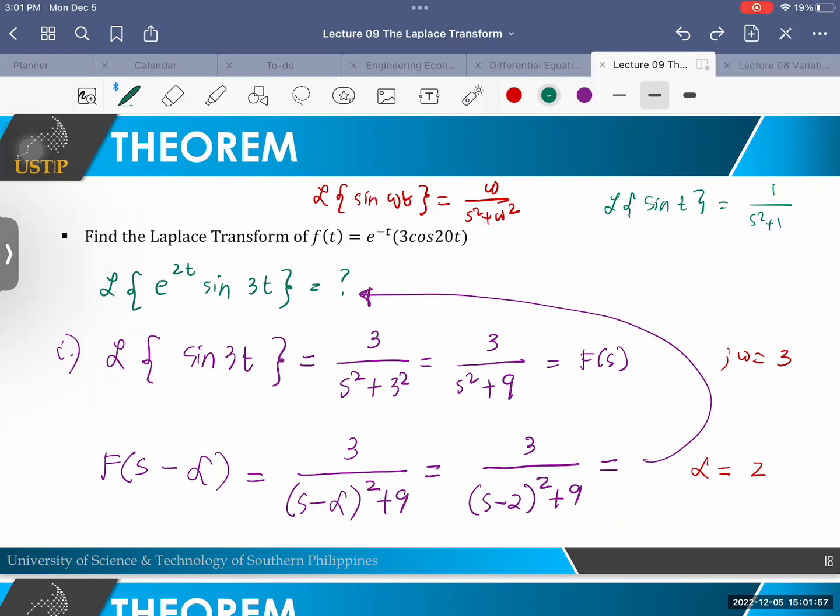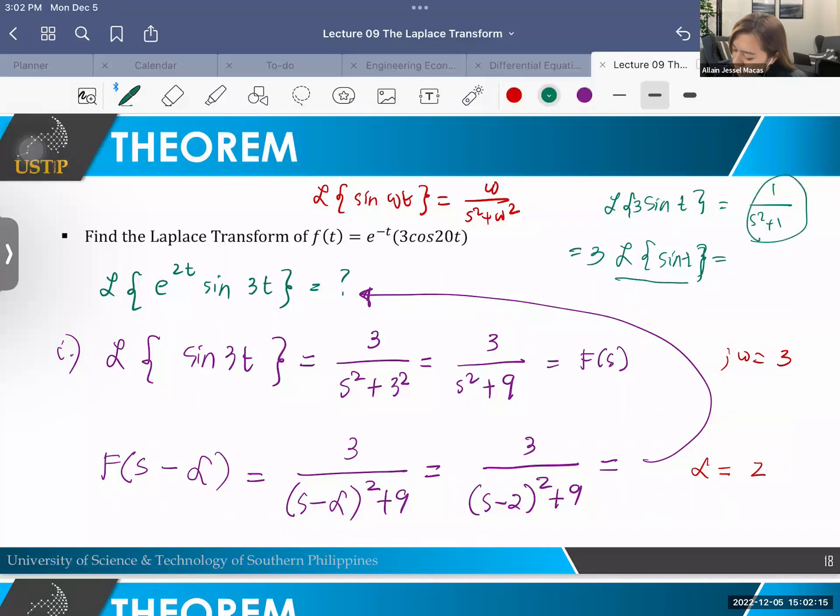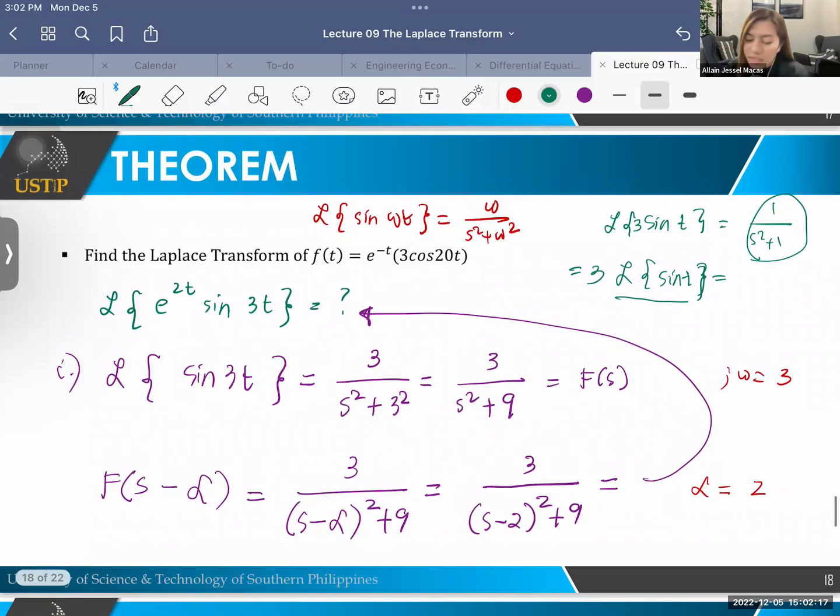Tapos if inaatay kining coefficient, ma'am, i-multiply ra, pwede ra siya sa pinakalas, no? Yes, pinakalas. So, kung naa kay 3 diri, equal na siya sa 3 Laplace of sin t. So, that means, after you get the Laplace of sin t, i-times 3 lang din siya. That is just the same thing.